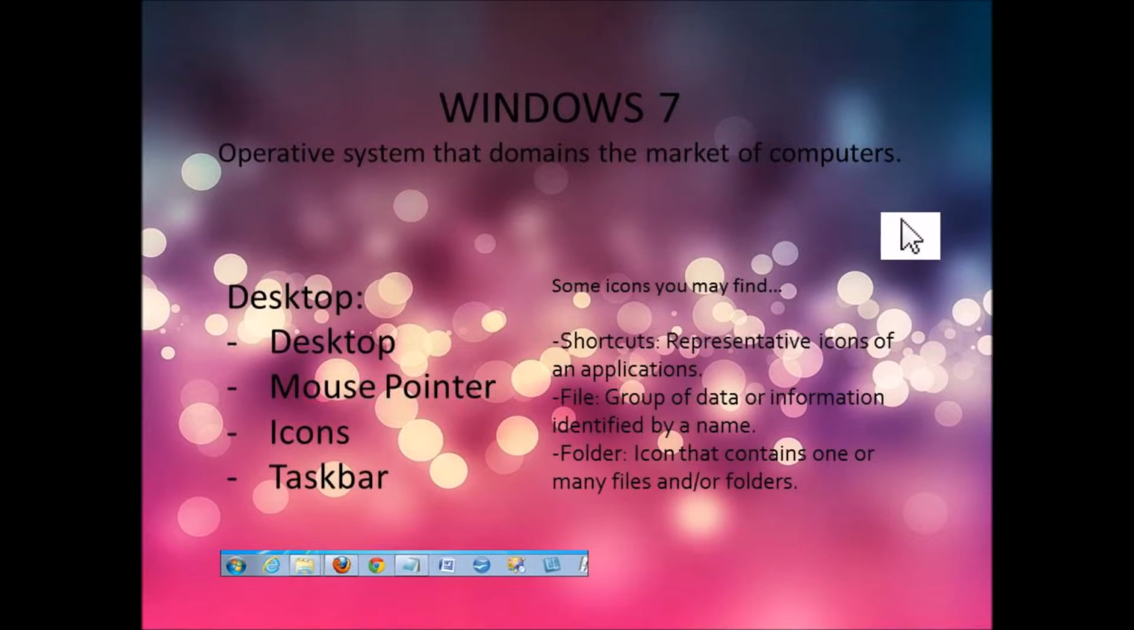Windows 7, the operative system that dominates the market of computers. Desktop. The desktop is divided in desktop, mouse pointer, icons, and taskbar. Some icons you may find are the shortcuts, representative icons of an application; file, the group of data or information identified by a name; and the folder, the icon that contains one or many files and or folders.